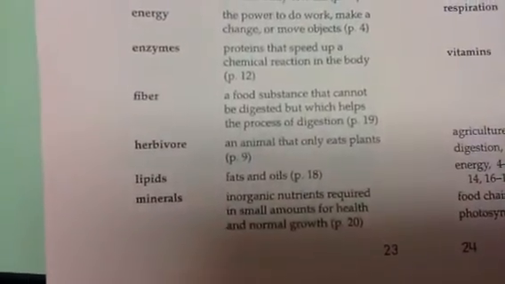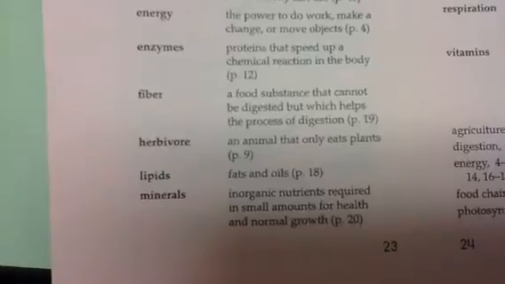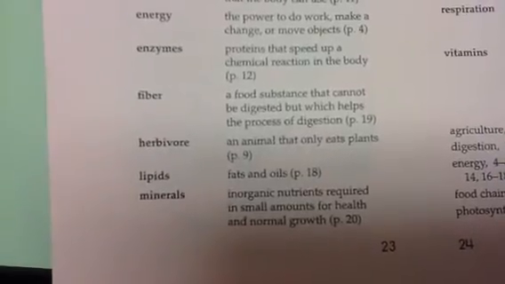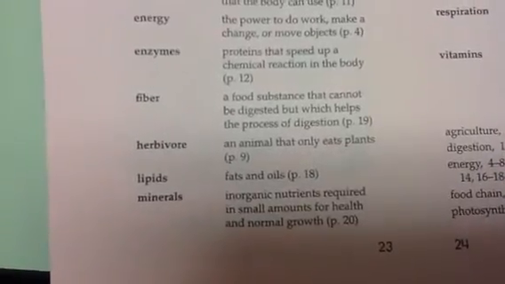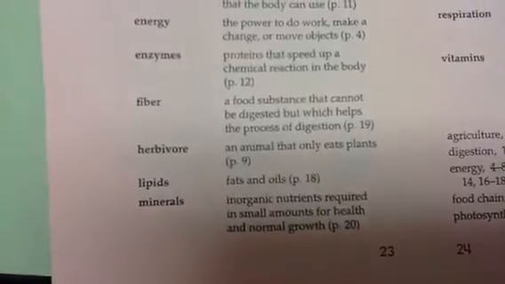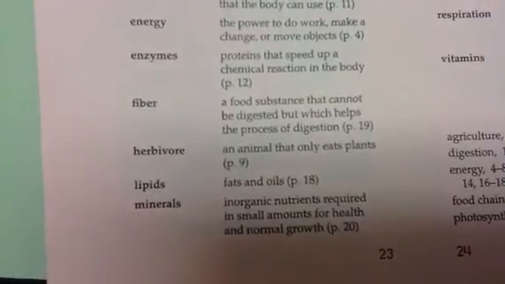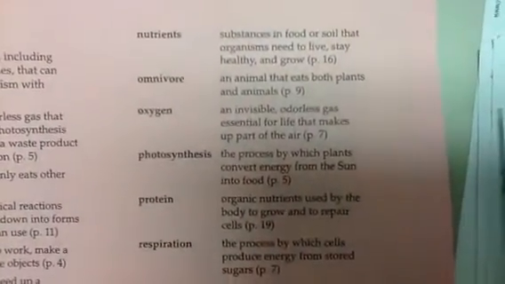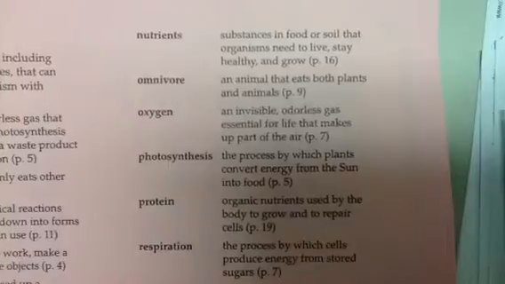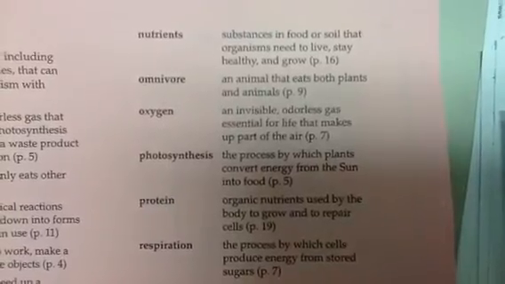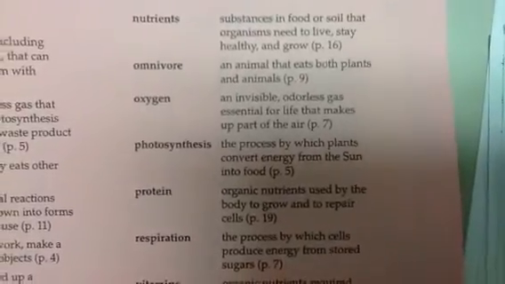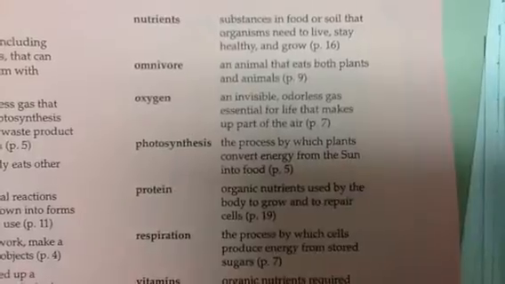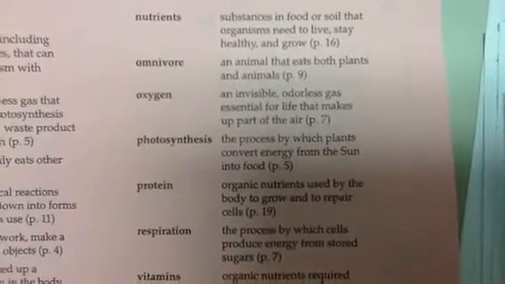Lipids: fats and oils. Minerals: inorganic, that means not organic or not natural, nutrients required in small amounts for health and normal growth. Nutrients: substances in food or soil that organisms need to live, stay healthy, and grow. Omnivore: an animal that eats both plants and animals.